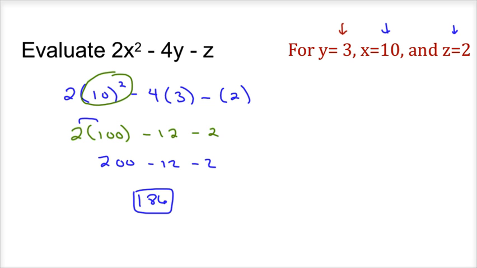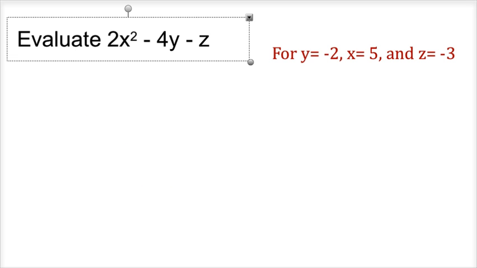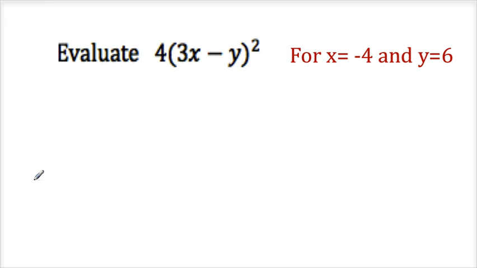And let's take a look at one more example. Here's a different type. 4 times the quantity of 3x minus y squared. So here I'm going to have 4 times the quantity, 3, now I said put parentheses for your x, minus y, parentheses, squared. Plugging in my negative 4 for my x, plugging in 6 for my y.